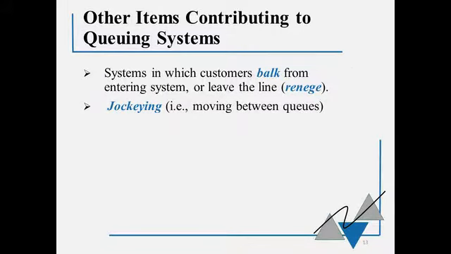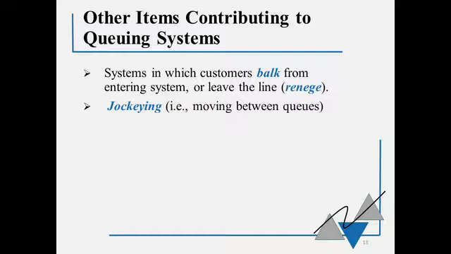3 more definitions before I finish up this video. Some other items that contribute to queuing systems are systems in which customers balk from entering the system. So they see the length of the line and they decide, I'm not even going to get in line. And I know I've done this. I expect you have too. Or they're in line, but the line's not moving fast enough, so they just leave. And we call that a renege.